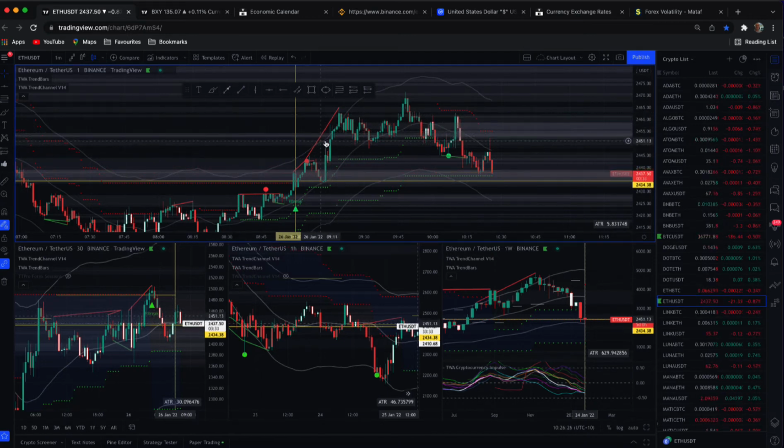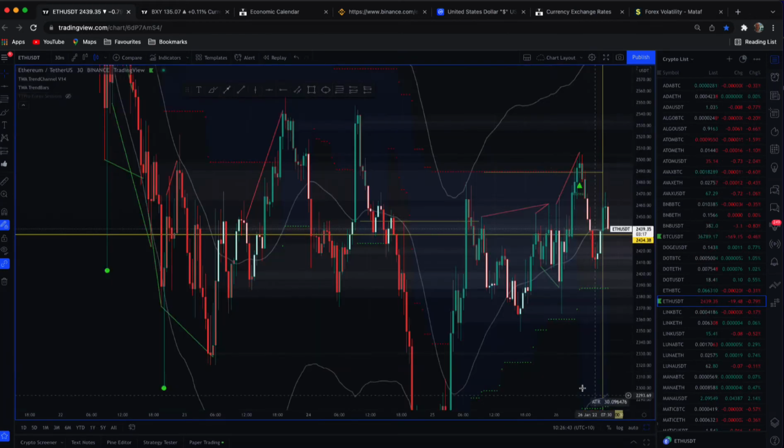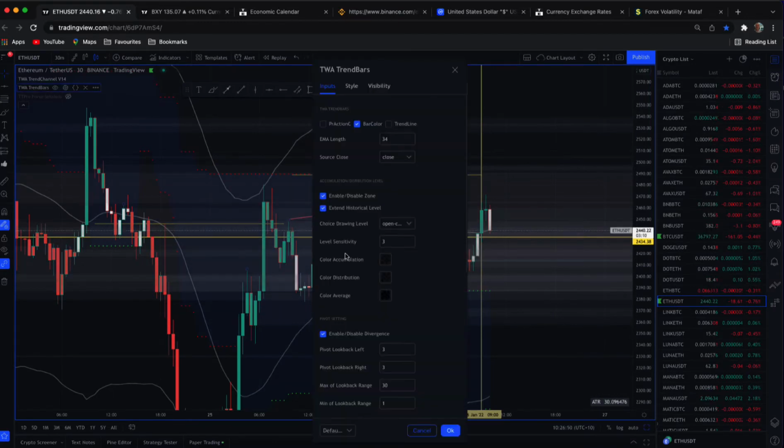Okay, it'll push through some of these zones. There are areas where we need to consider where the market might stall. Right, so if we come into the higher time frame, we could actually mark it out. So if we go to the trend bars indicator and go here, this is it here.